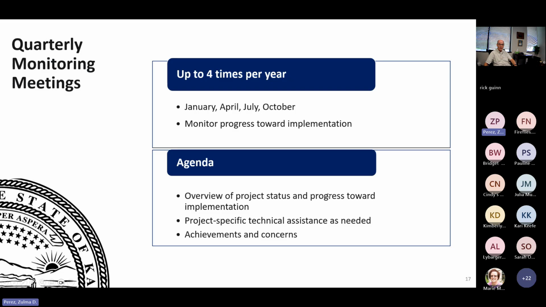Quarterly monitoring, so there could be up to four times a year that a quarterly monitoring meeting is held. And the intent of this is to see how the organization is progressing, getting any feedback, and addressing any questions, comments, or concerns. And this is usually done remotely and scheduled by KOBD.